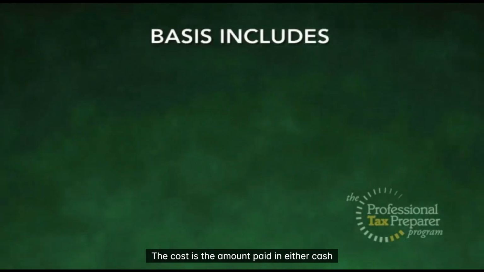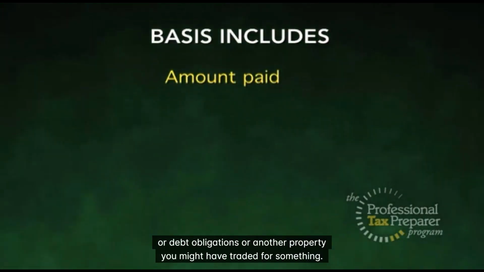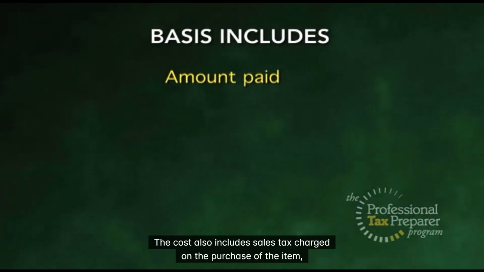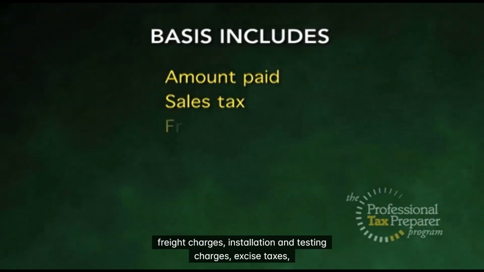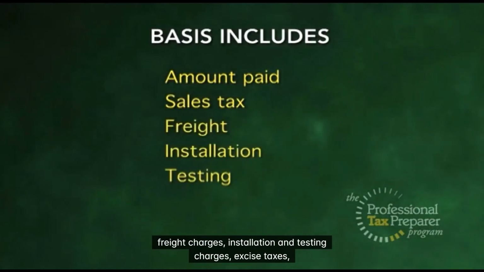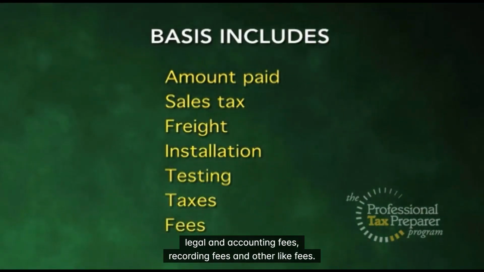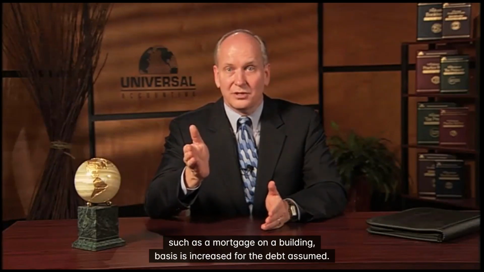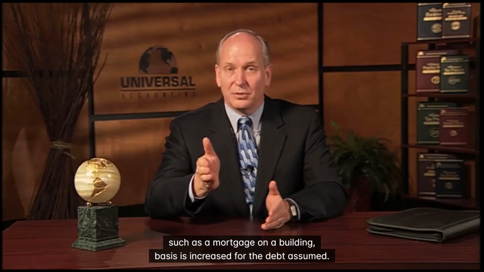The cost is the amount paid in either cash or debt obligations or another property you might have traded for something. The cost also includes sales tax charged on the purchase of the item, freight charges, installation and testing charges, excise taxes, legal and accounting fees, recording fees, and other like fees. If the taxpayer assumes debt, such as a mortgage on a building, basis is increased for the debt assumed.